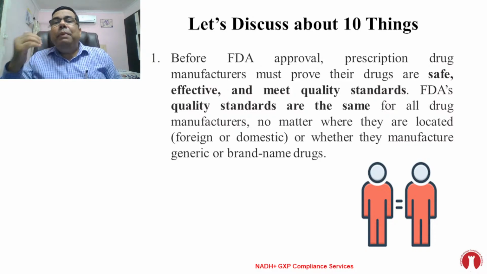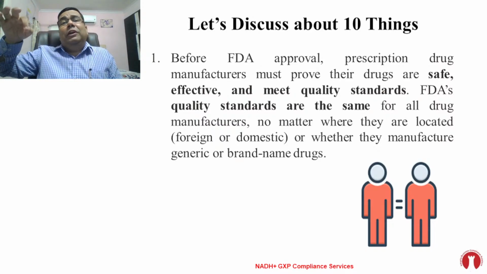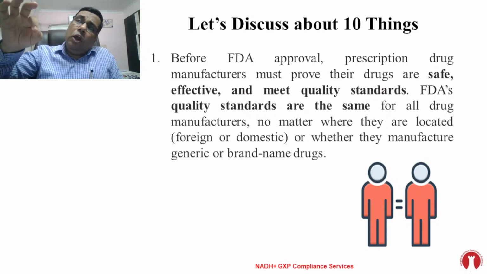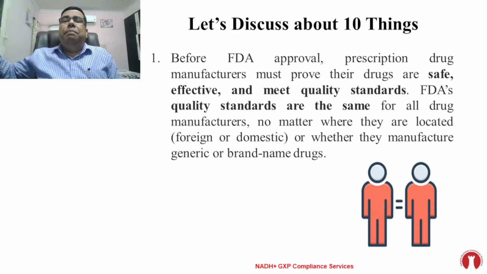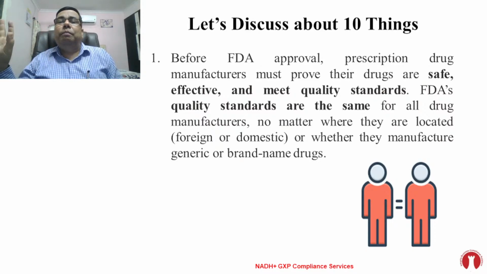So before FDA approval, prescription drug manufacturers must prove that their drugs are safe, effective, and meet quality standards. FDA's quality standards are the same for all drug manufacturers. If the drug manufacturer is in the United States, or in India or in China or in any other country, they need to follow the same quality standards.